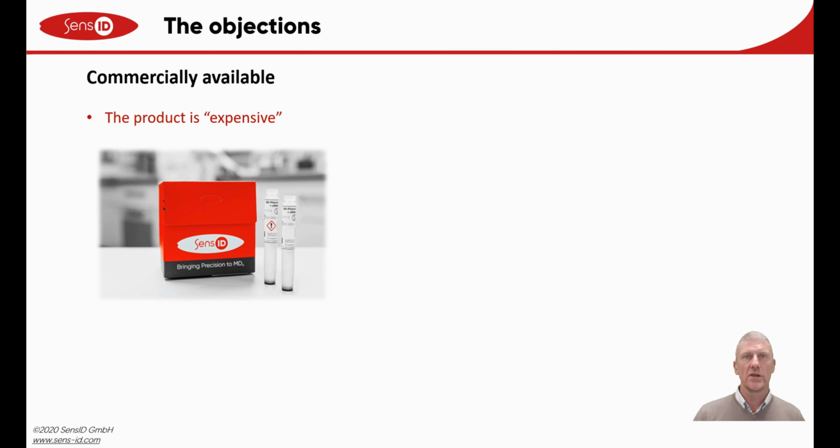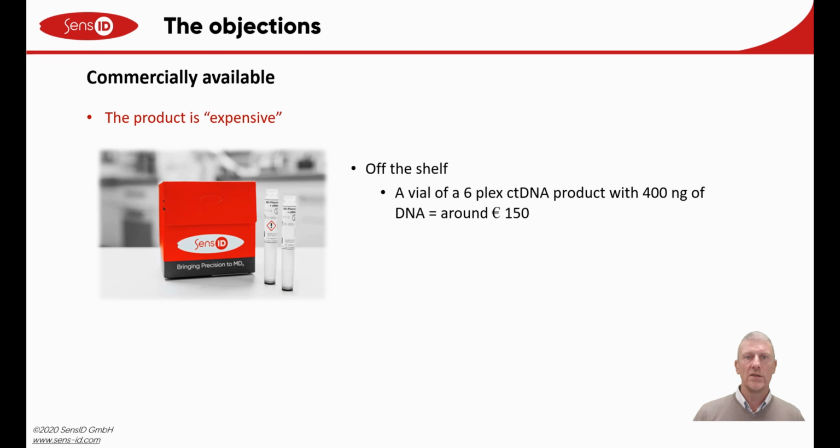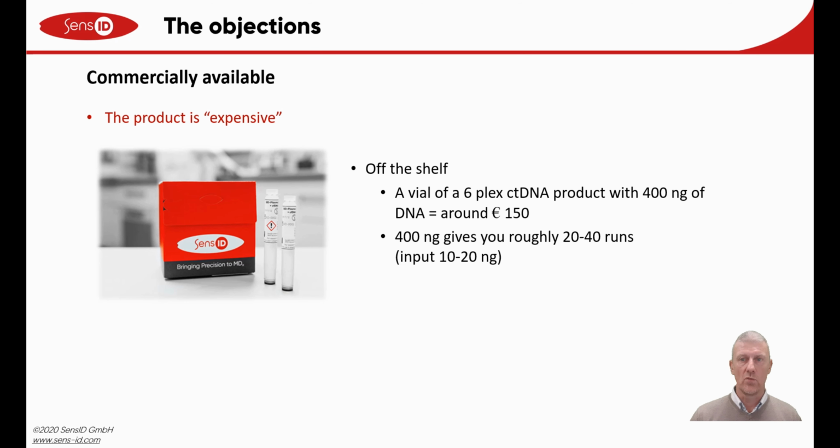Commercially available, the product is expensive. Let's take another look at that objection. This is, for instance, an off-the-shelf ctDNA product that we have available, that we just made. We just guided you through the process of the work that needs to go in there. You buy one vial, 400 nanogram of DNA. It's around 150 euro. 150 euro, one vial. But it contains 400 nanogram of DNA. Now this is ctDNA, so your typical sample input would be anywhere from 10 to 20 nanogram if you would mimic real-life samples. That would give you 20 to 40 runs. 20 to 40 runs is €3.75 to €7.50 per run, but for 6 variants. So you cover 6 variants in one run for that amount of money.